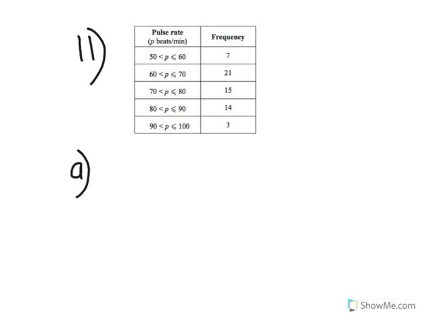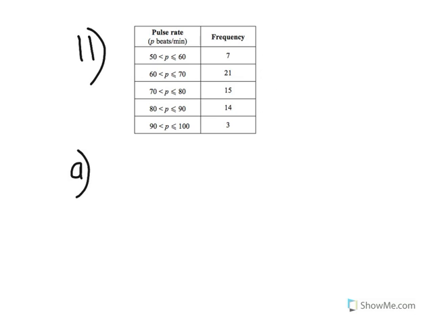So we left off at question 11, and basically what question 11 is showing us is a table with a range of pulse rates of 60 different people and the frequency of people in each range of pulse rates. As you can see, 80 to 90, 90 to 100, whatever. And question A is asking you to write down the modal class.